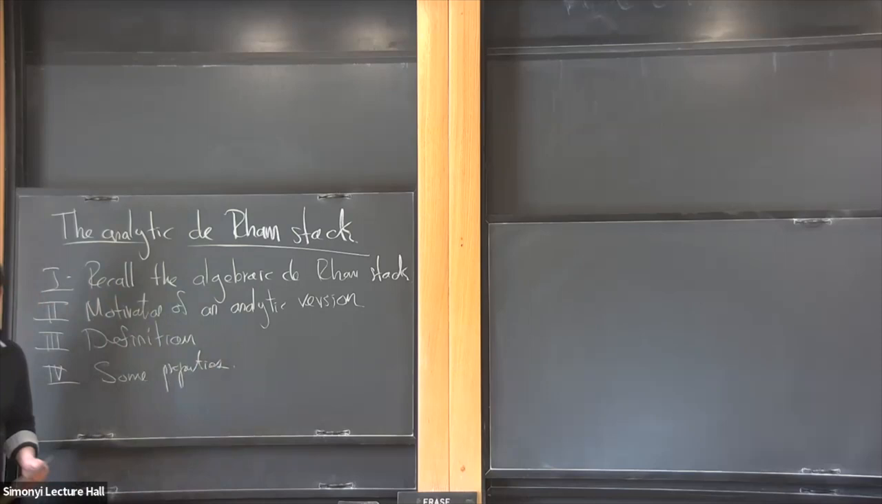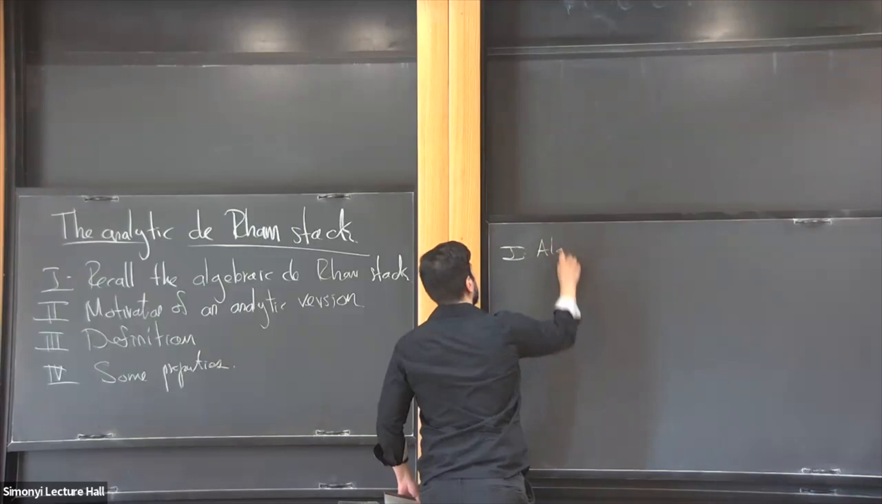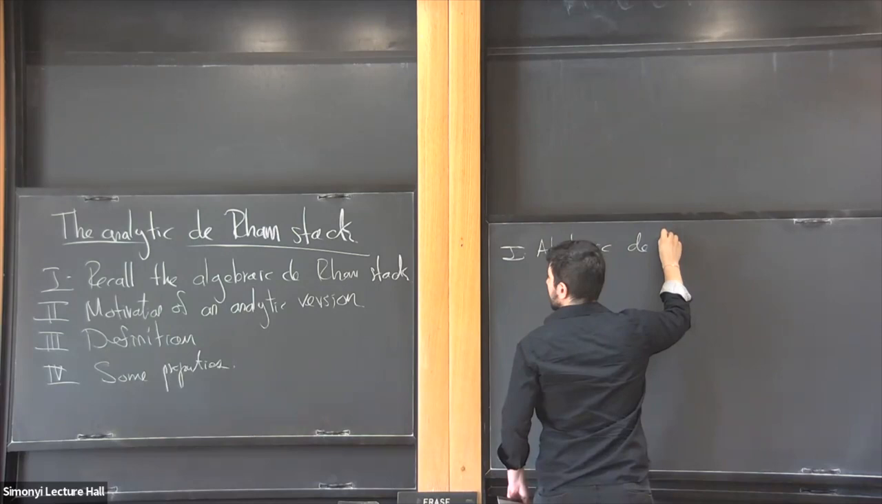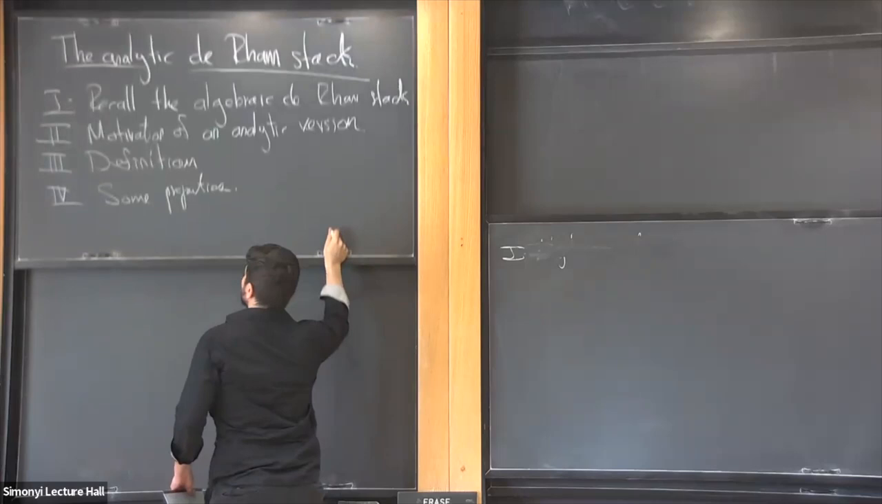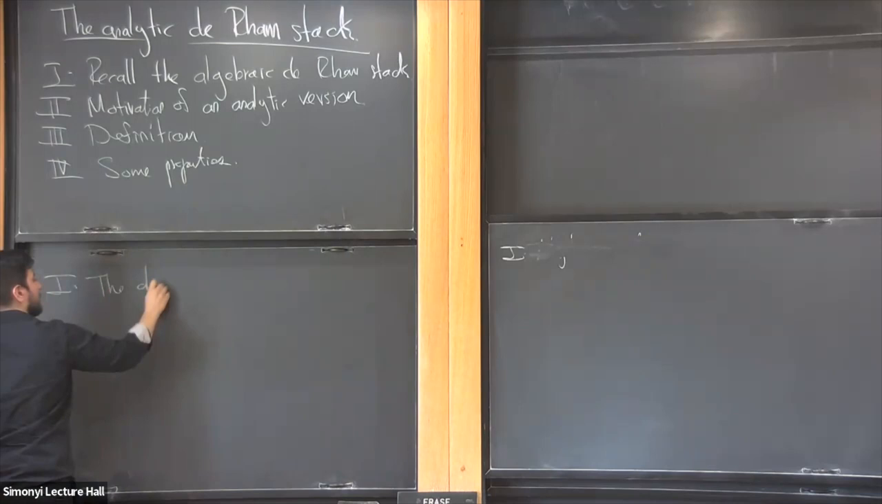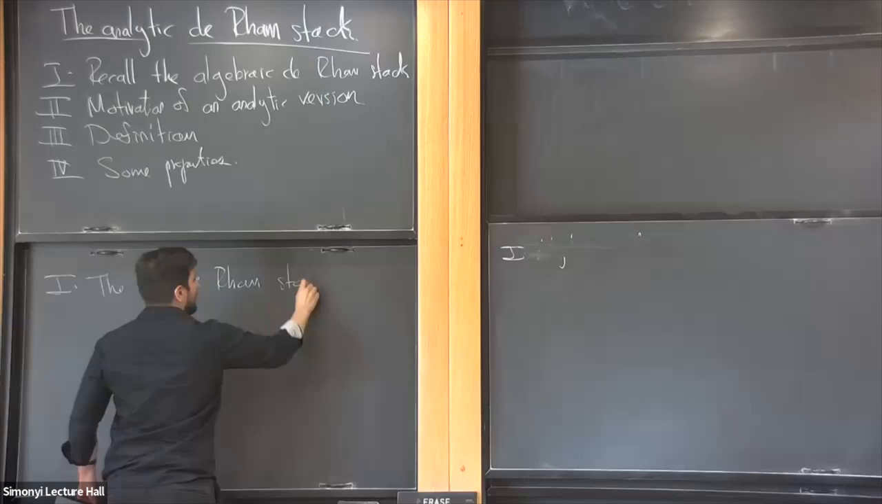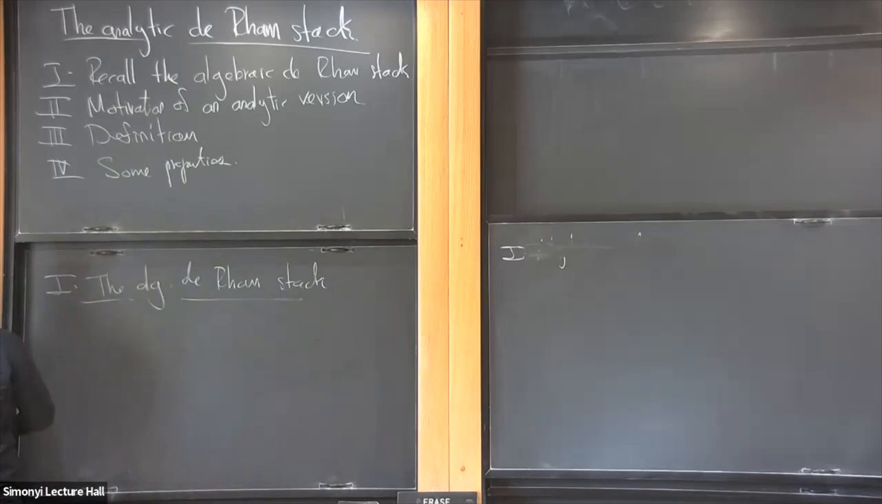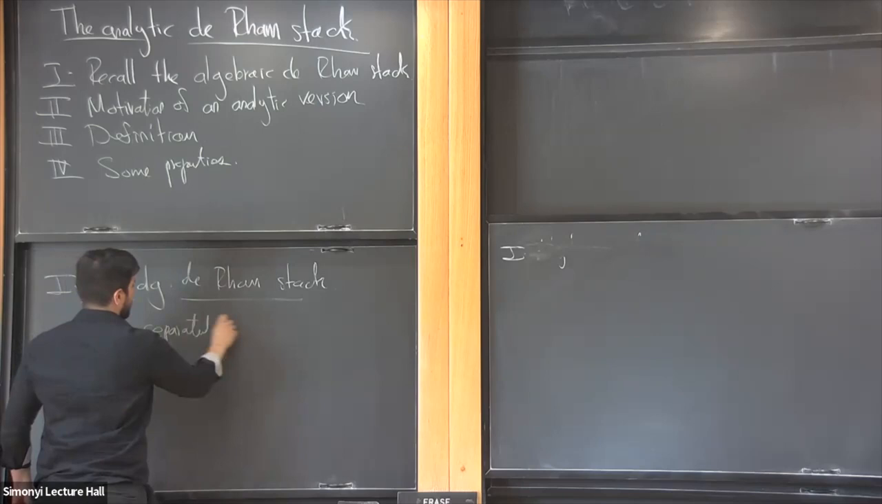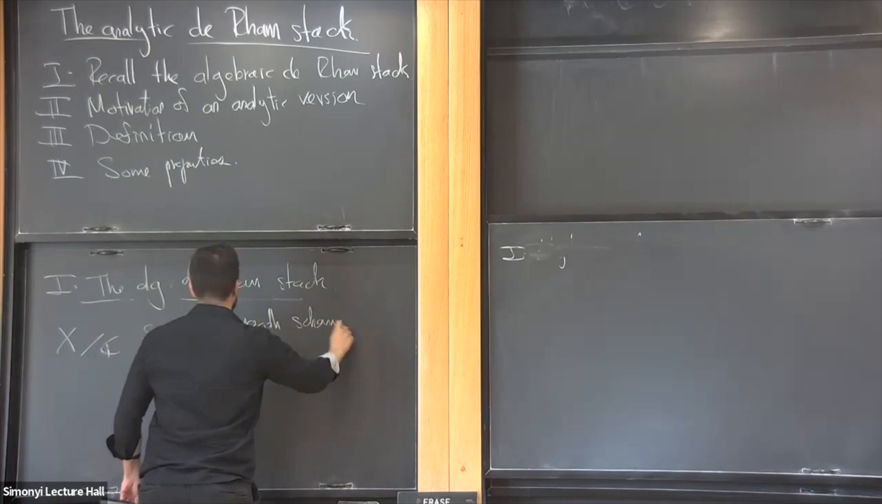So let me start with the de Rham stack. This is a construction due to Simpson in the late 90s. So let X be a reduced, separated, smooth scheme, so a smooth algebraic variety over C.